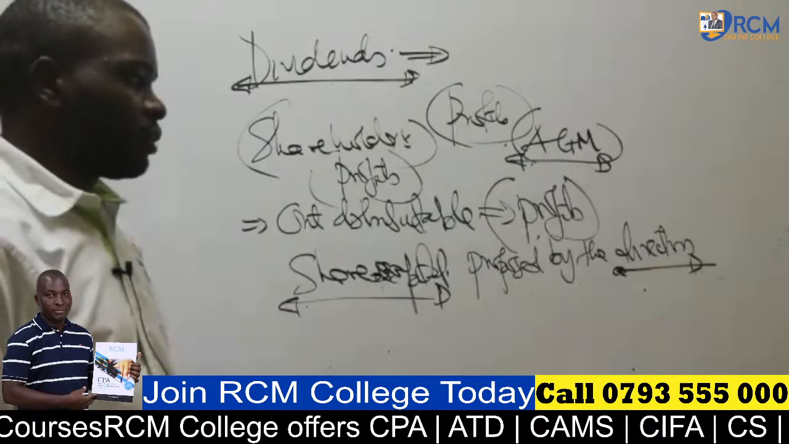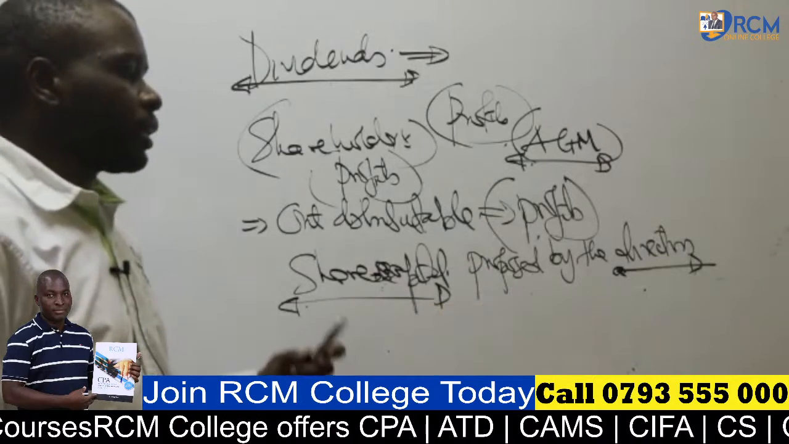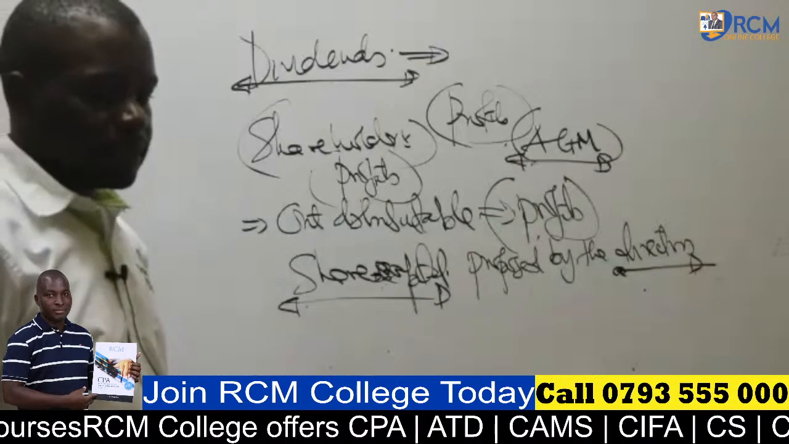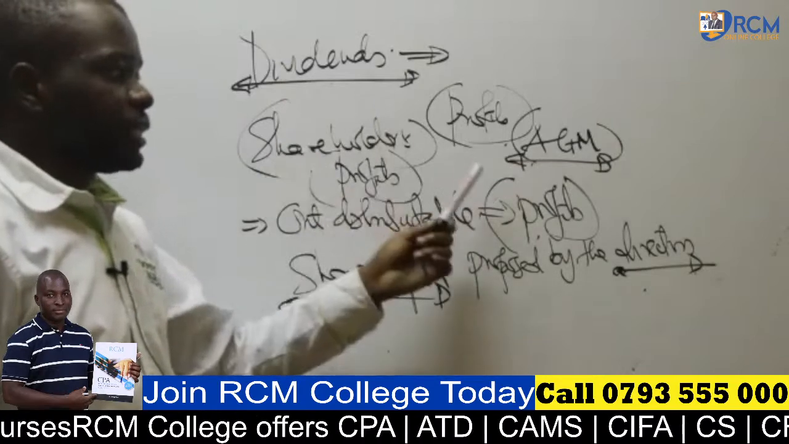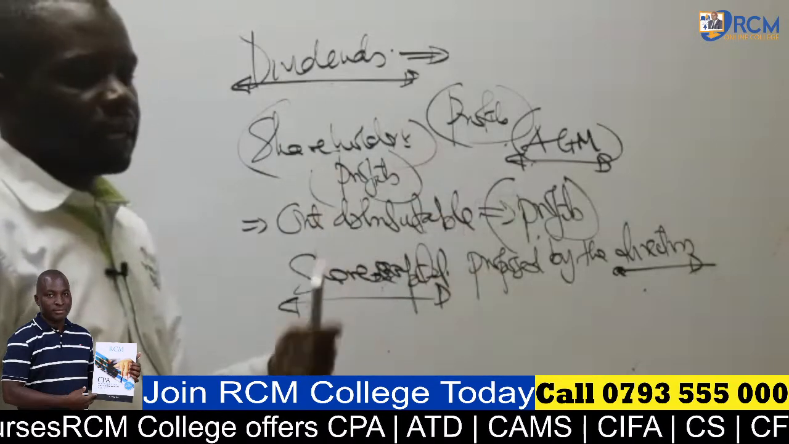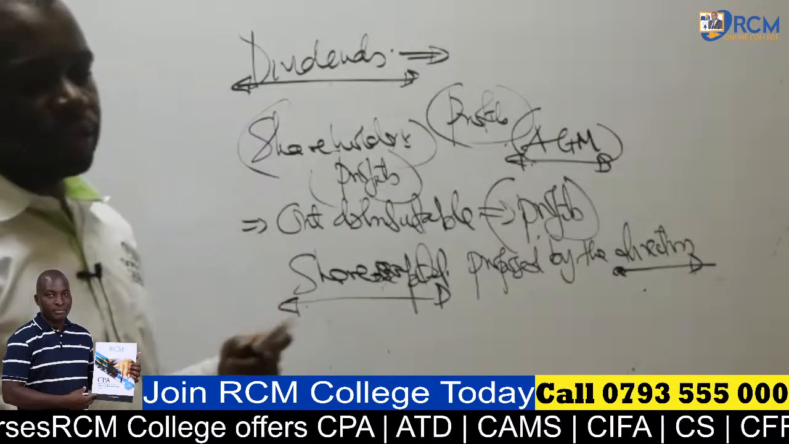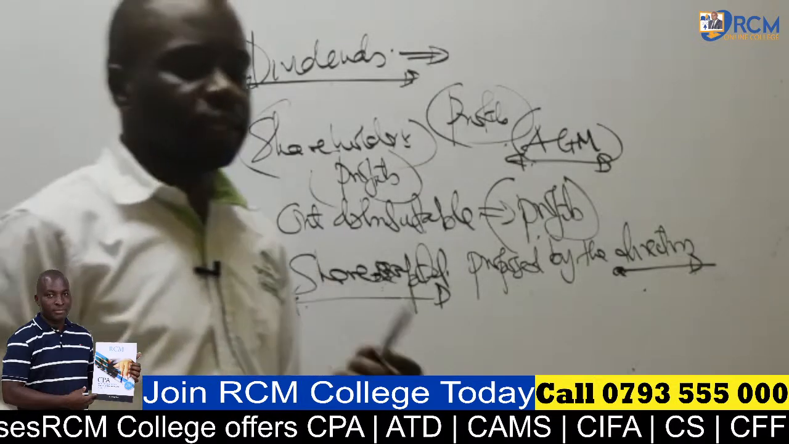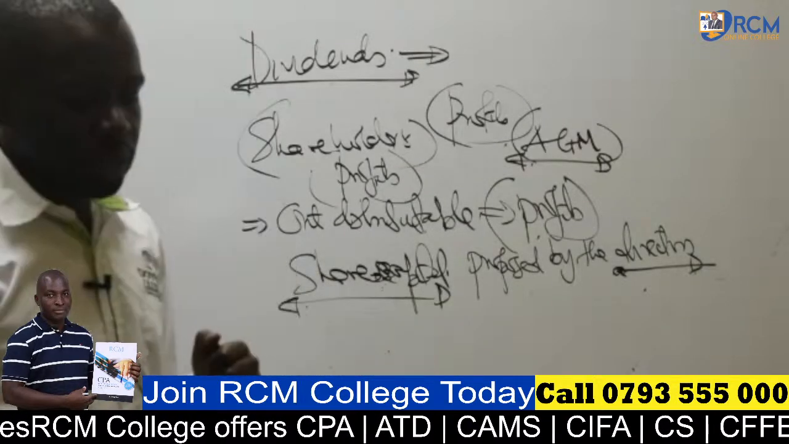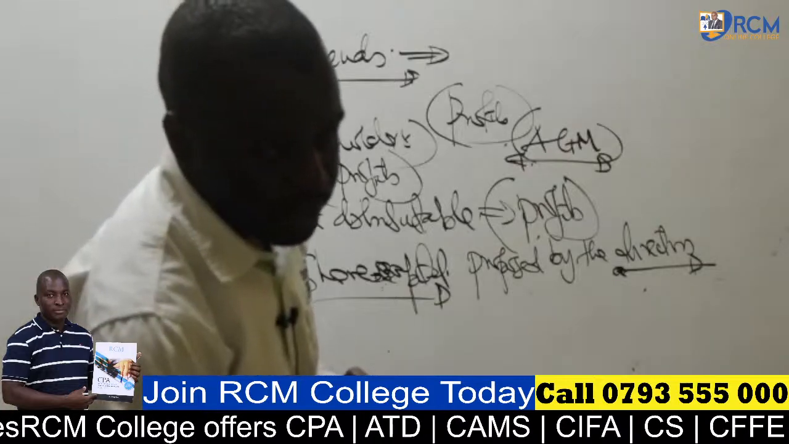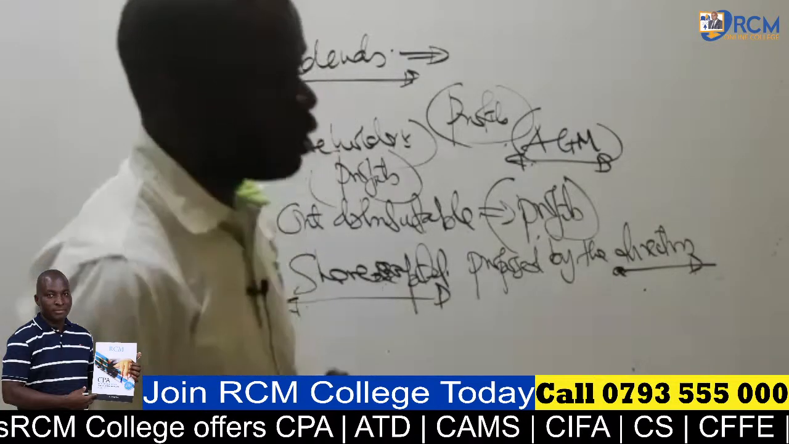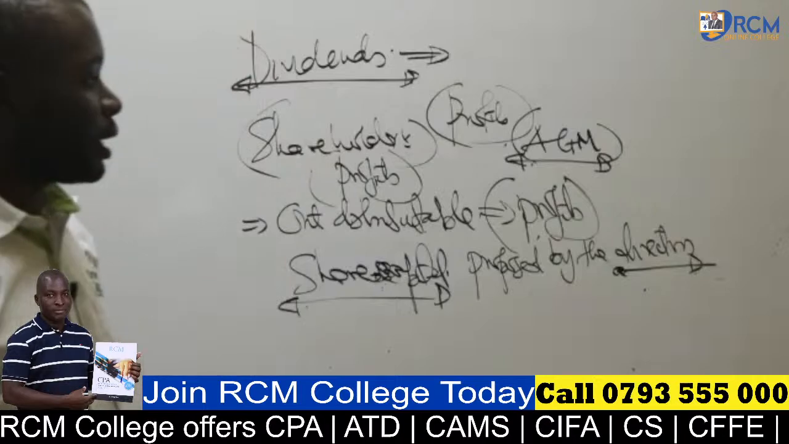So dividends will be proposed by the directors and approved by the members at the AGM. One of the agendas at the AGM, as we'll see later under company meetings, is the approval of the proposed dividends of the company.